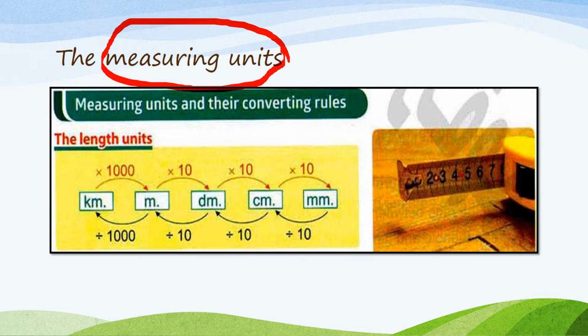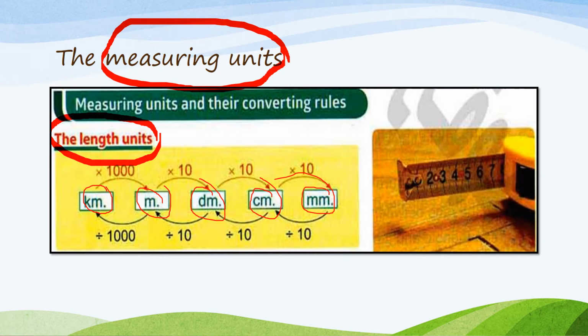We have a lot of units that we use all the time. One of the units is called the measuring units, and their converting rules. The measuring units are the length units: the kilometer, the meter, the decimeter, the centimeter, and the millimeter, right?